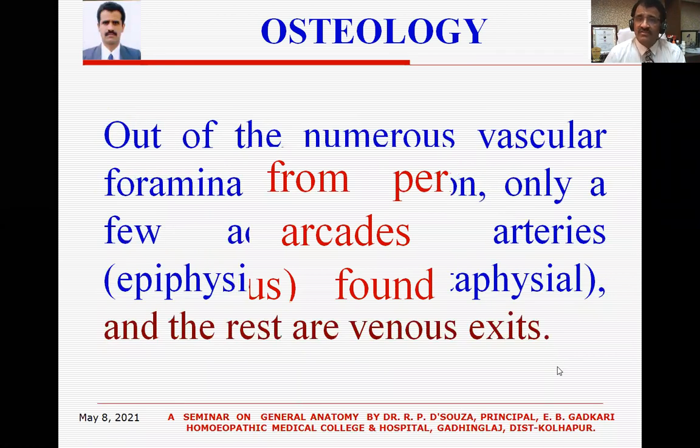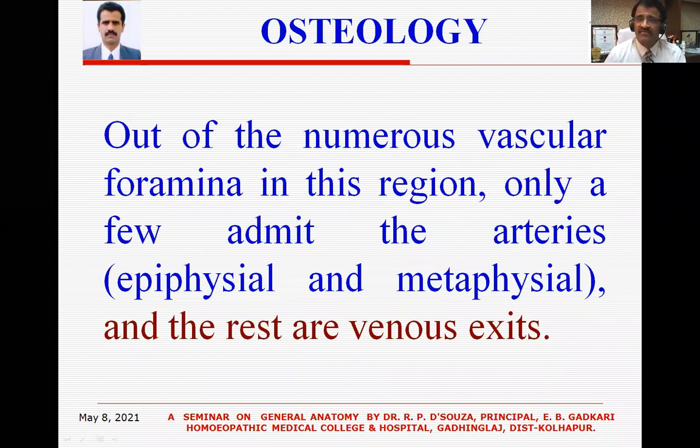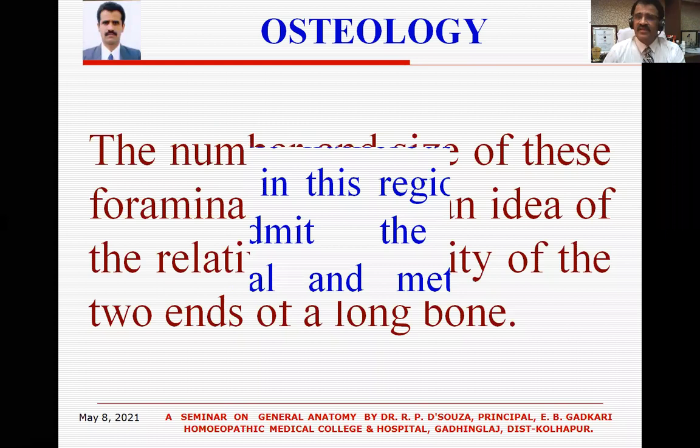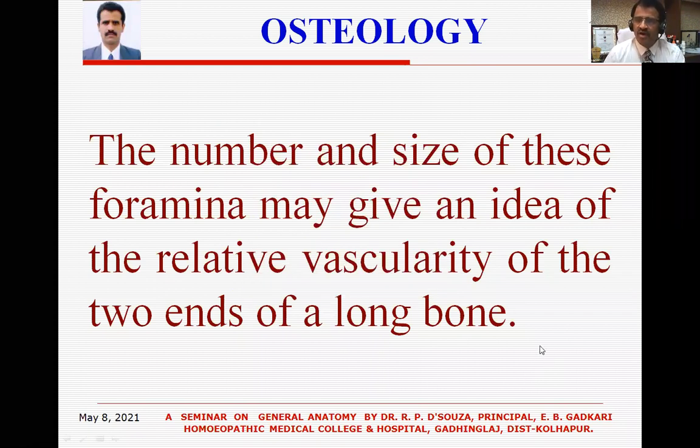Out of the numerous vascular foramina in the region, only a few admit the arteries. Others are for the venous exits. So venous return is also important. The number and size of these foramina give an idea of the relative vascularity of the two ends of the long bone. If you see from close distance, you get lots of foramina there.